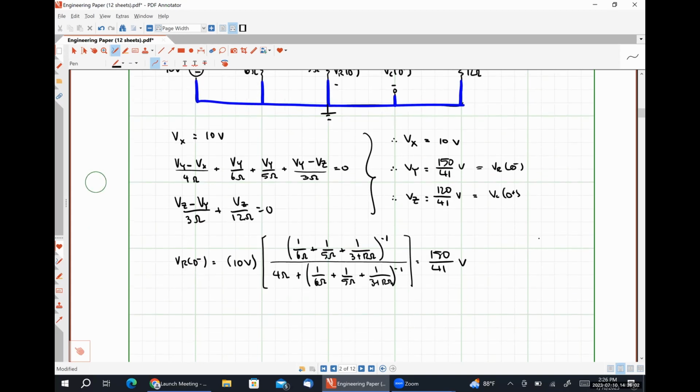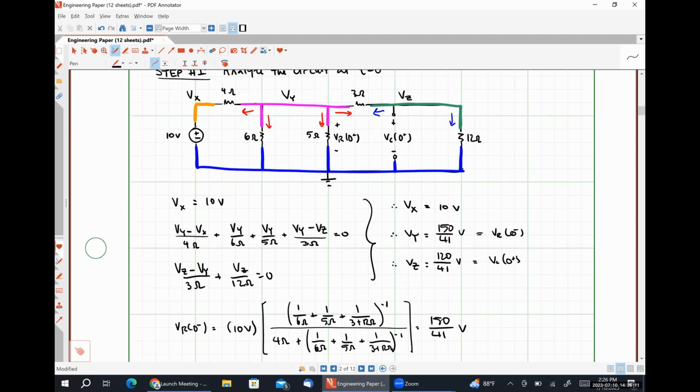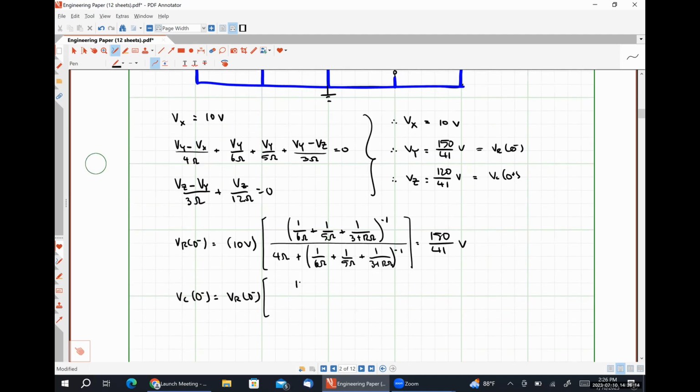And then I can find VC as VR at 0 minus times 12 over 3 plus 12. So times 12 over 15 is 120 over 41 volts. So two different ways to get the same result, just looking at the circuit a little differently.